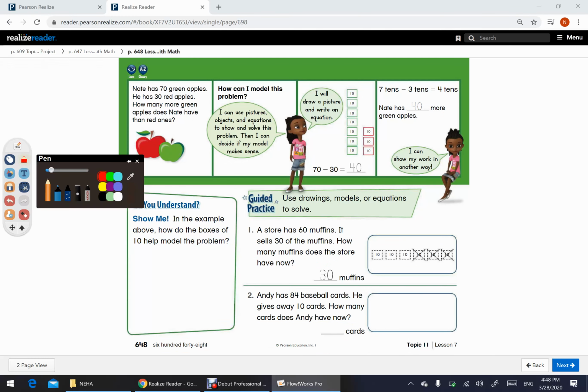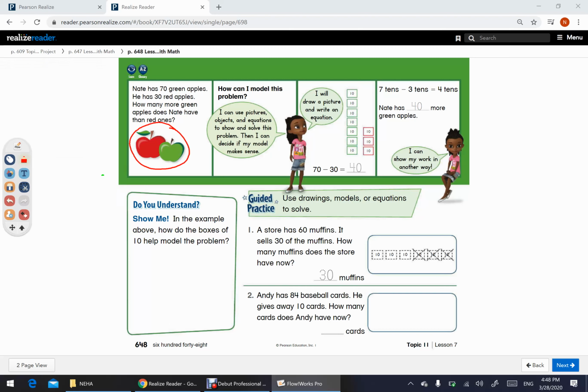Now here you see on the top, this is just an example we did in the video, right? How you can model this. The girl says, I can use pictures, I can use objects, I can use equations to solve the problem, and then I can decide if my model makes sense. If it makes sense, you will get your answer same. Whichever method you use, your answer will be same. Okay, now guided practice, use drawings, models, or equations to solve the questions.